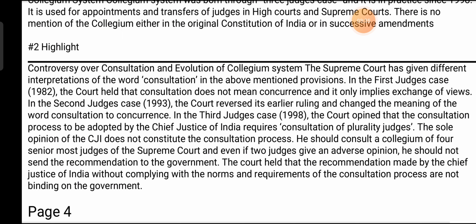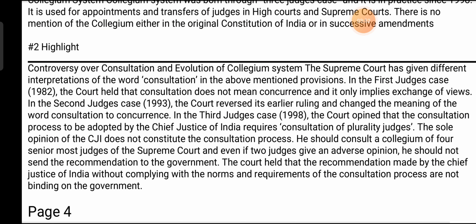In the third judges case in 1998, the court opined that the consultation process to be adopted by the Chief Justice of India requires consultation of plurality of judges. The sole opinion of the Chief Justice of India does not constitute the consultation process.